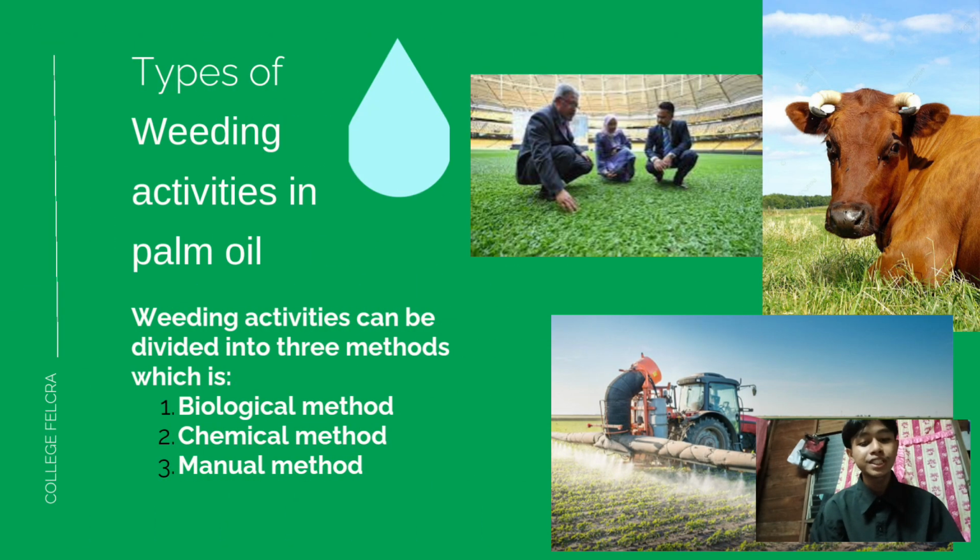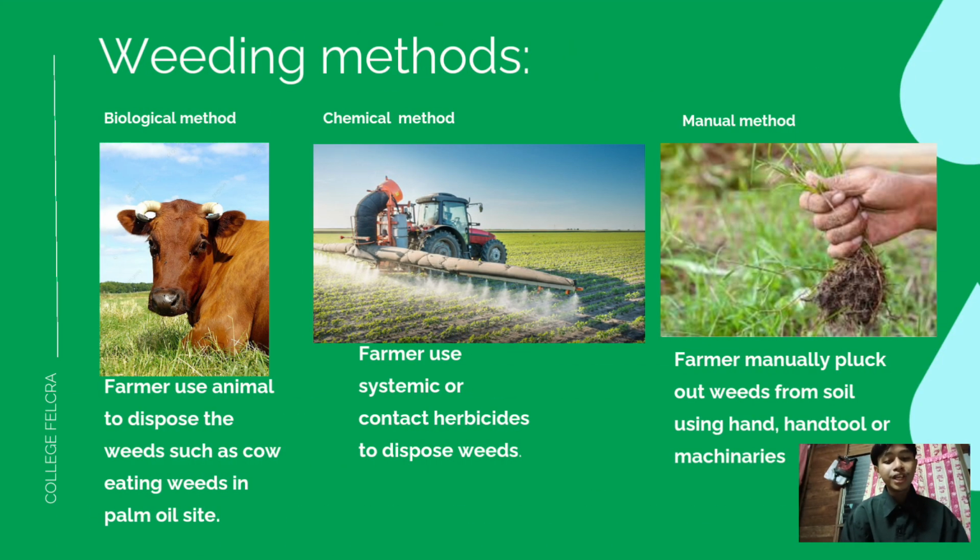As for the types of weeding activities in palm oil, weeding activities can be divided into three methods, which are the biological method, chemical method, and manual method. For the biological method, farmers use animals to dispose of the weed, such as cows eating weeds in palm oil. For the chemical method, farmers use systemic or contact herbicide to dispose of any weed. And for the manual method, farmers manually pluck out the weed using hand, hand tools, or any machinery.